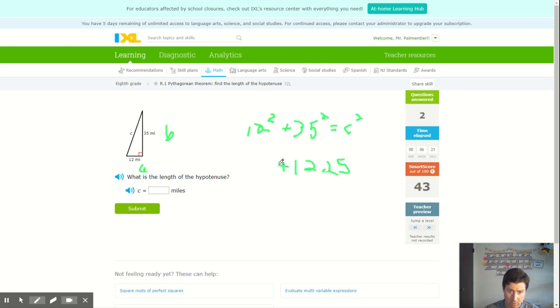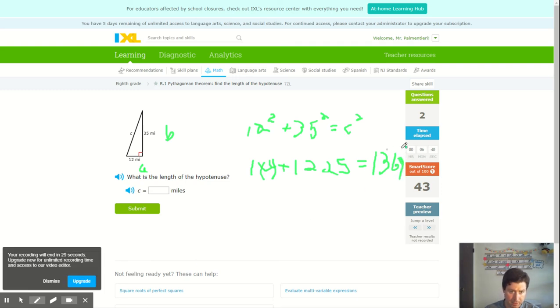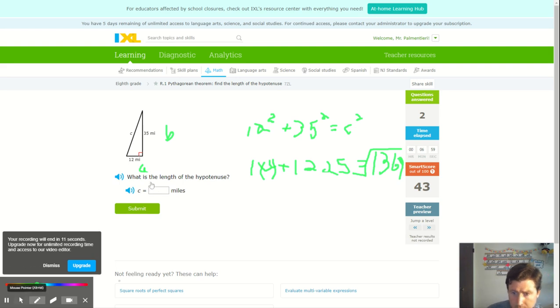And 12 squared is 144. That one I have memorized. So now I'm going to add those two together. Now I get 1369. I'm just going to double check that. And then I have to take the square root of that. Yep. And I end up with, if I can find my square root button on here. Where did it go? Now I guess I got to change my modes. Nope, there it is. So it's 37.